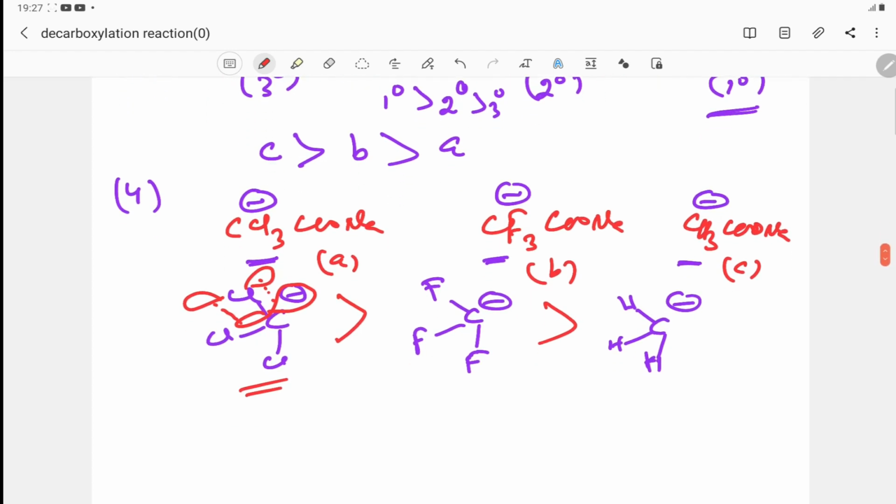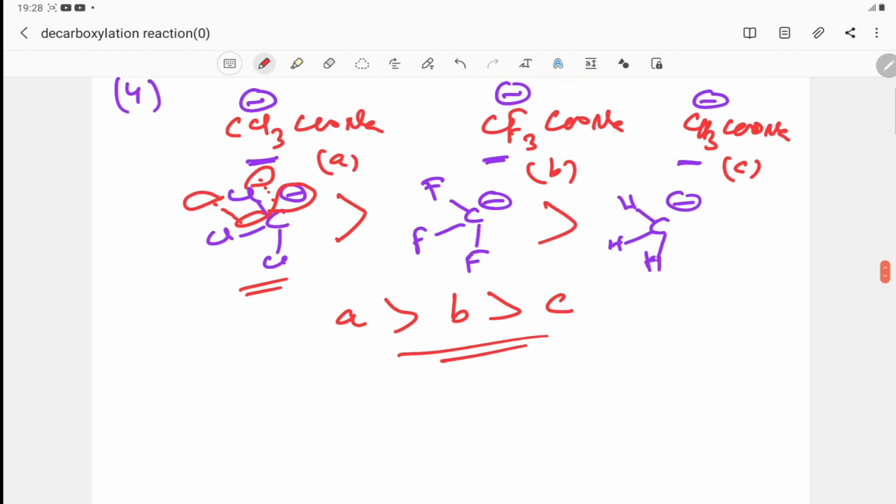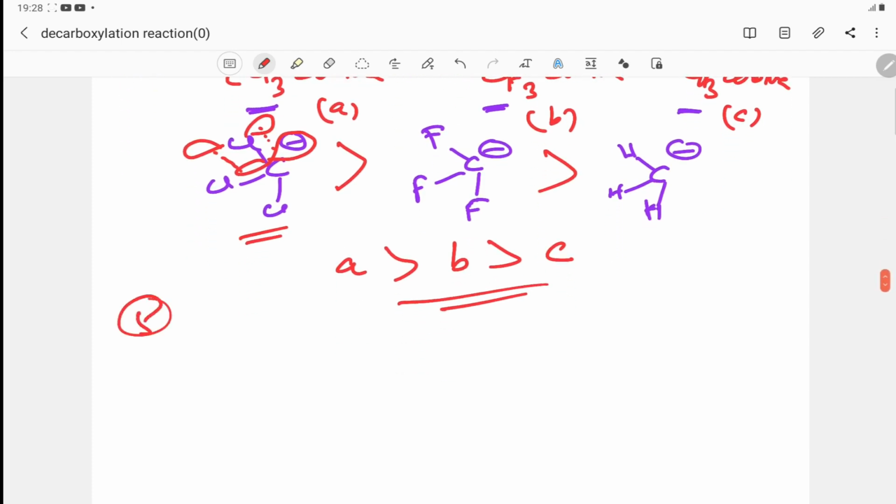That's why decarboxylation is faster in case of A, then B, then C. This is the order of reactivity of carboxylic acids having three halo substituents: trichloroacetic acid, trifluoroacetic acid, and acetic acid. It depends upon the stability of the carbanion. Okay. Then the fifth example.